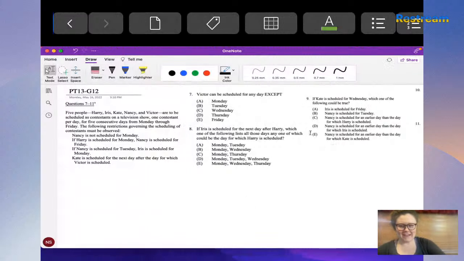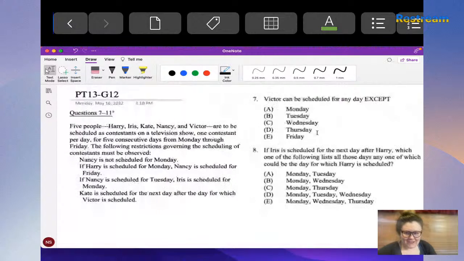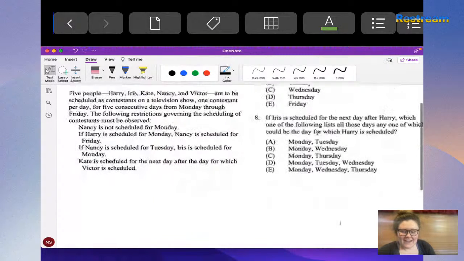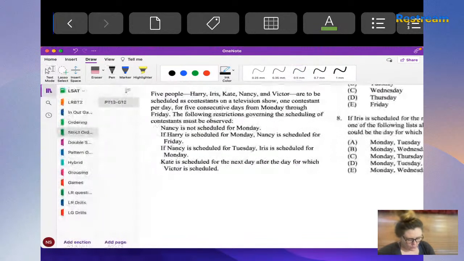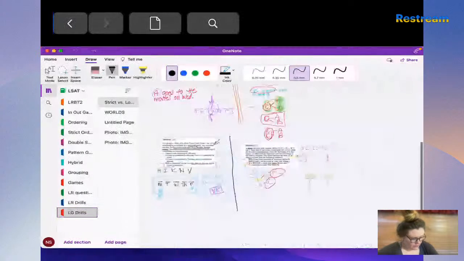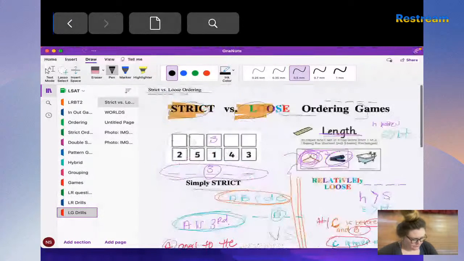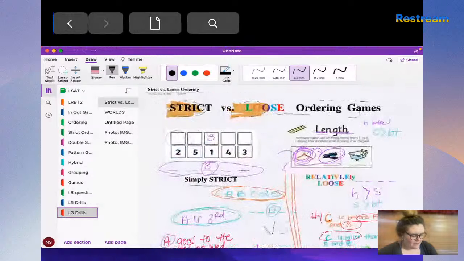Ooh, Kalina guesses grouping. So this is actually, what happens if I zoom in? Fancy. Okay, so this is actually going to be an ordering game. And there's two kinds of ordering games. We have strict ordering and we have loose ordering. And oftentimes people ask me what the difference between these two is. It's not the end of the world if we are not completely sure, but I just made a video that I'm going to post that shows this from the beginning part.